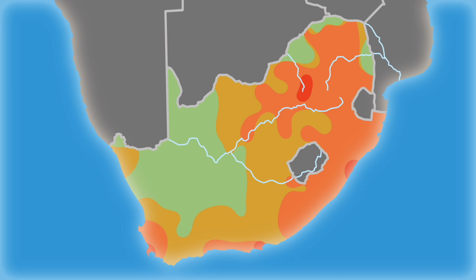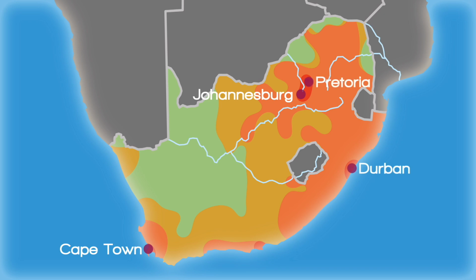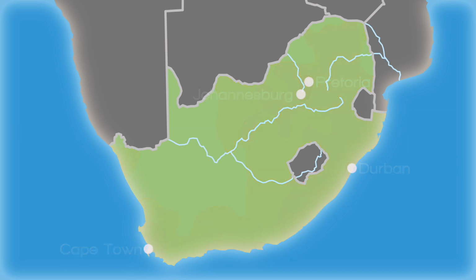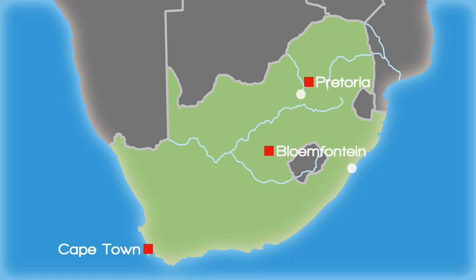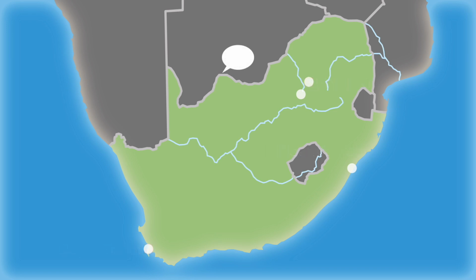The largest cities are Johannesburg and its suburbs, Cape Town, Durban, and Pretoria. Officially, South Africa has 3 capitals, each with different institutions. The seat of government is in Pretoria, the parliament is based in Cape Town, and the Supreme Court of Appeal is in Bloemfontein. South Africa also has 11 official languages, many of which are spoken in different regions.